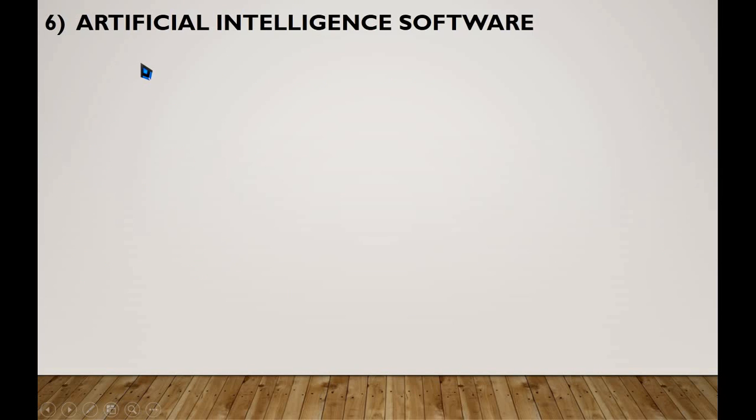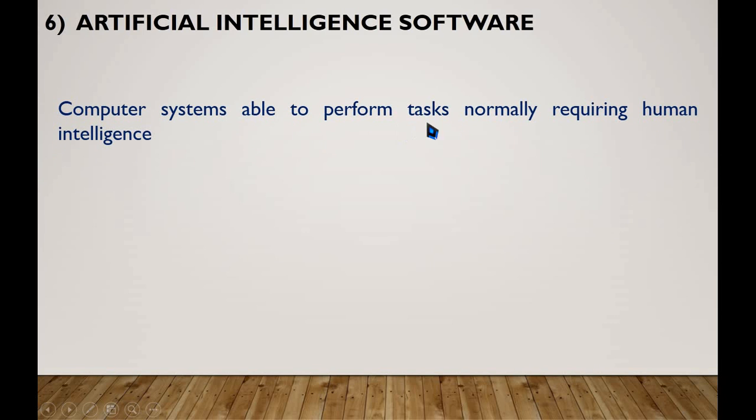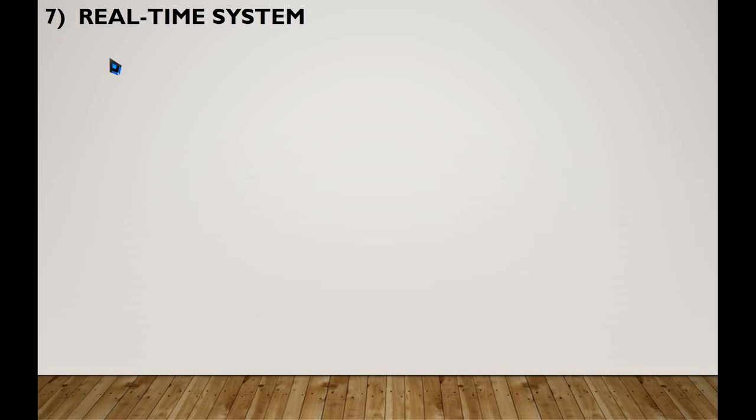Sixth is artificial intelligence software. This is a computer system able to perform tasks normally requiring human intelligence. Examples of AI are video games like Far Cry, virtual assistants like Siri, Alexa, Cortana, CRMs like chatbots, entertainment like Netflix and YouTube, and automobiles like Tesla. These are all examples of artificial intelligence, or we can say AI software.